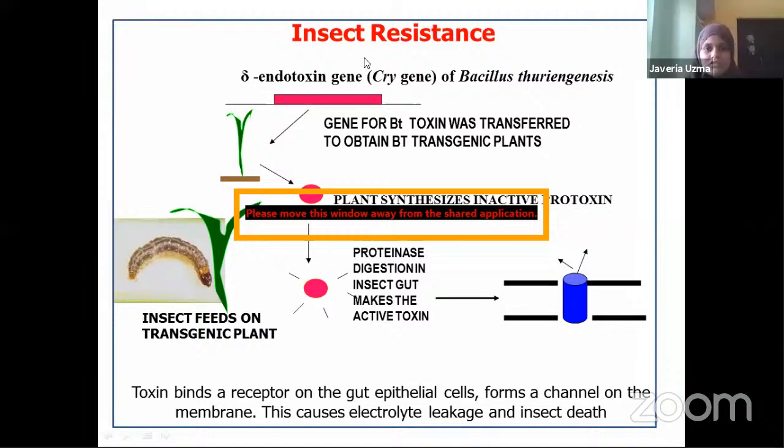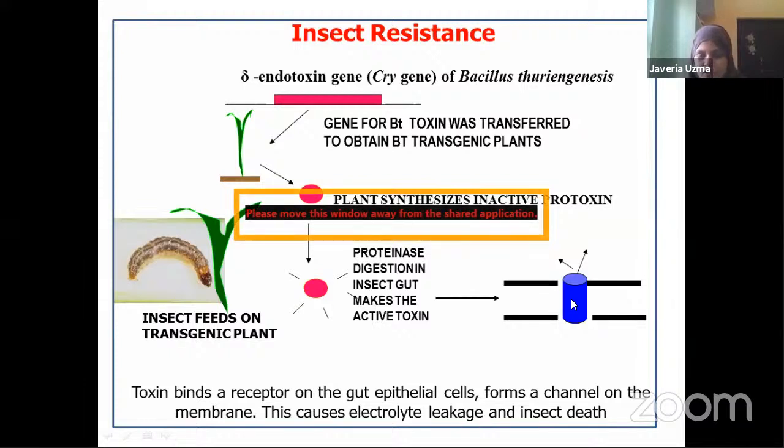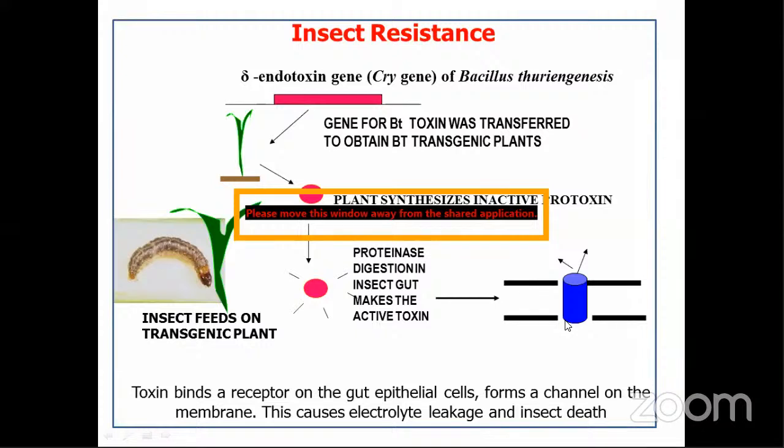Okay, sir. So this cry gene will be in an inactive stage in plants. But when an insect eats this plant, the inactive gene toxin becomes active because of the insect's metabolism. After becoming active, it will go and attach to the cell membranes of the insect. To all the cell membranes, it will go and attach. After it attaches to the cell membrane, it creates a pore.